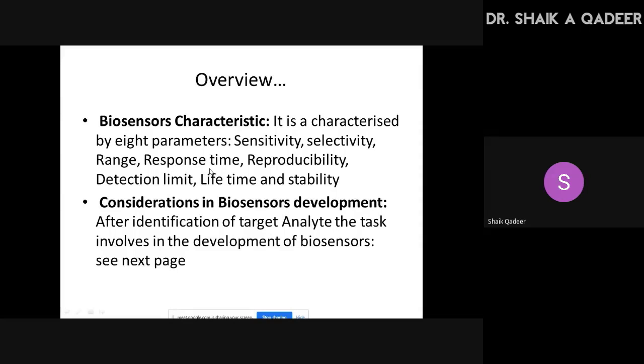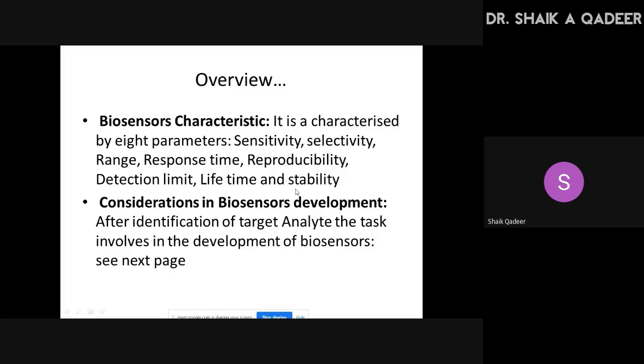Response time actually falls in dynamic characteristics. Then reproducibility. Reproducibility also I have shown you. Detection limit is again an extension parameter of range. Lifetime is actually the guarantee related parameter. Some used to give 1 year guarantee, some used to give 2 years guarantee. So that parameter is called the lifetime parameter.